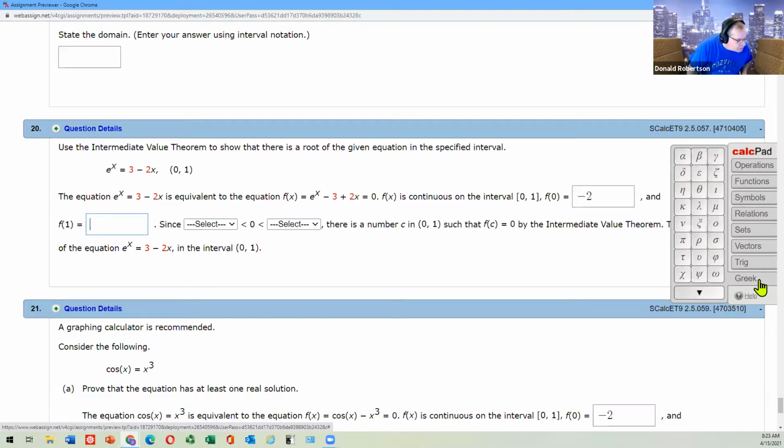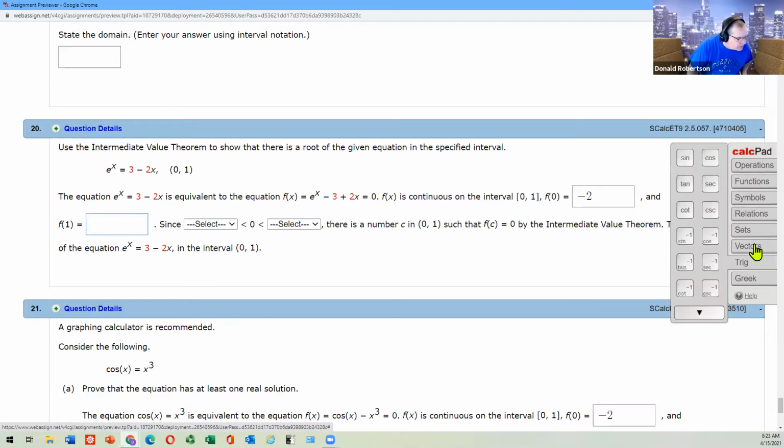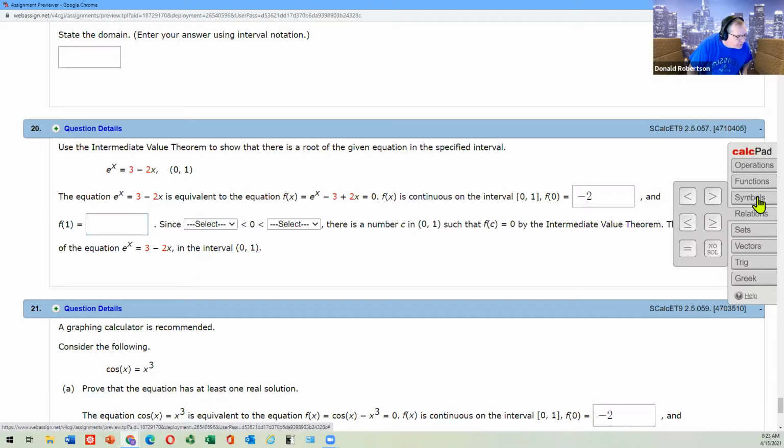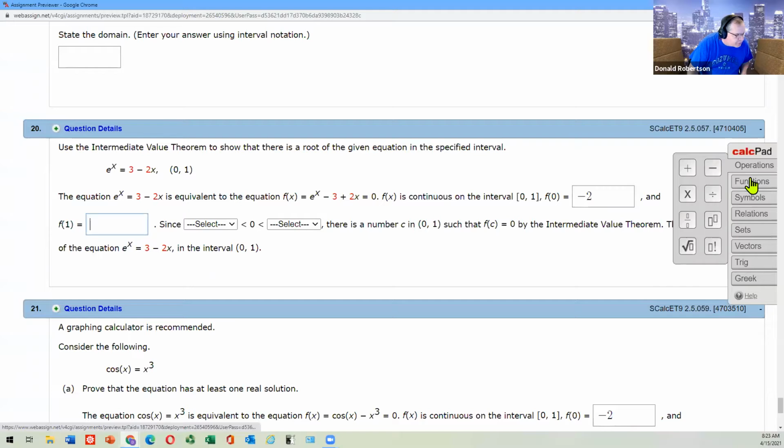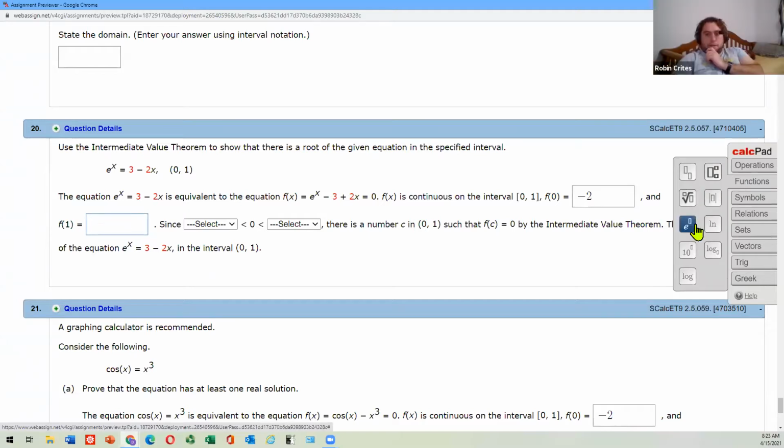I do. There we go. Drag variables, sets, relations, symbols, functions. No, okay. It's E. It's in functions. It is in functions. Thank you for telling me that. Where did I just miss it by scanning through it? Oh God, there it is, down on the right. Yeah, gotcha.